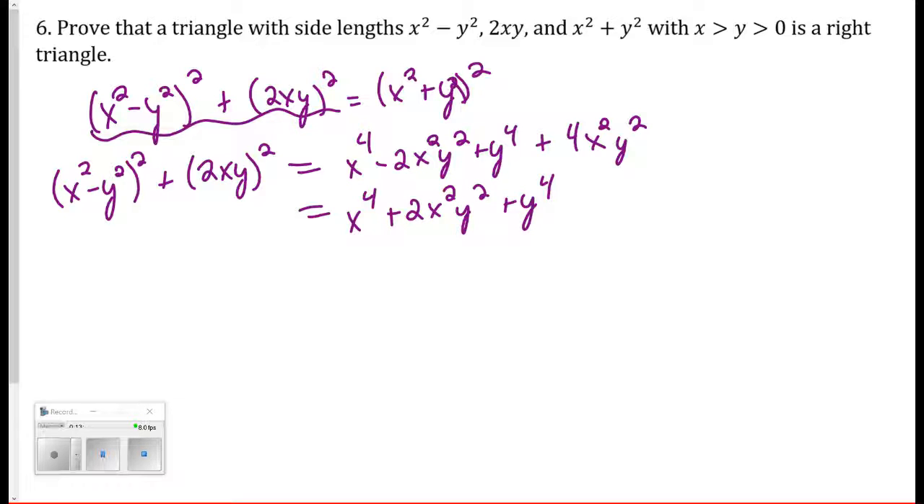Now maybe you're stuck at this point. Maybe you're stuck and you're not really sure where to go. Whenever we get to that point, go over to the side and look at the other one. Look at the other side of the equation. x squared plus y squared, squared. That's the quantity, square the first, plus 2 times their product, and then square the last.